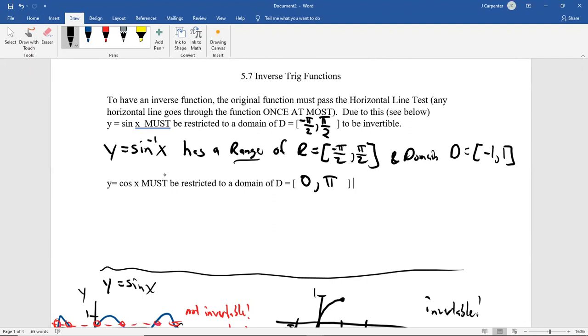Now, I explained why sine had to be restricted, so of course I'm going to do the same for this. So I'm also going to say, due to this, see below.